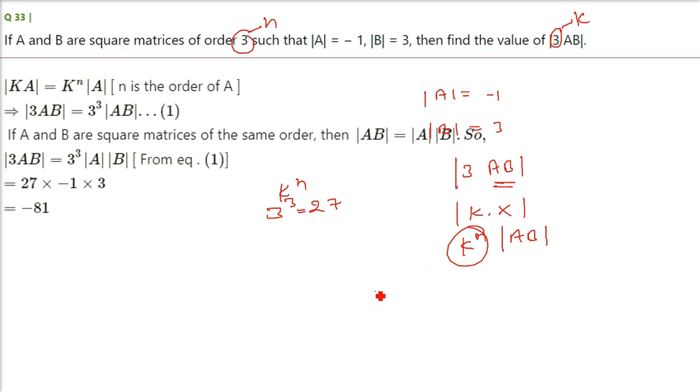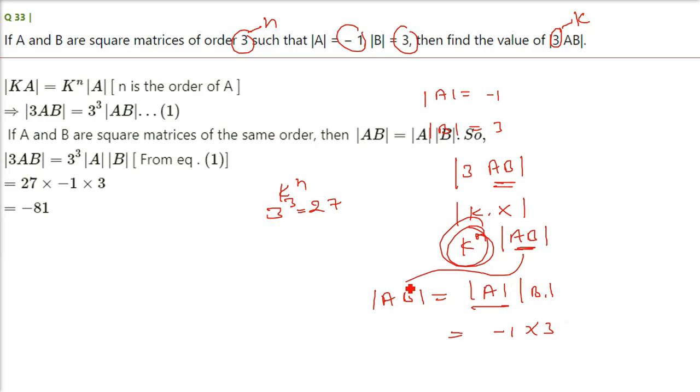And now the determinant of AB. Since the order of these square matrices is the same, determinant of AB will be equal to determinant of A and determinant of B separately. Determinant of A is -1, determinant of B is 3. So -1 into 3. And you already have K raised to n, which is 27, we already calculated. So 27 multiplied by -1 multiplied by 3, and that is going to be minus 81.